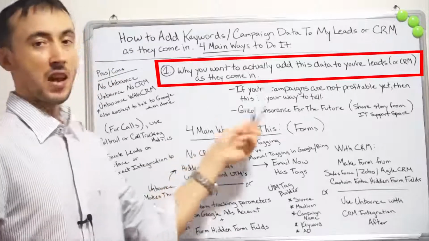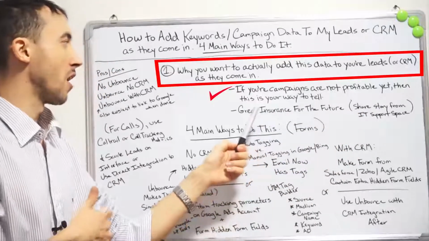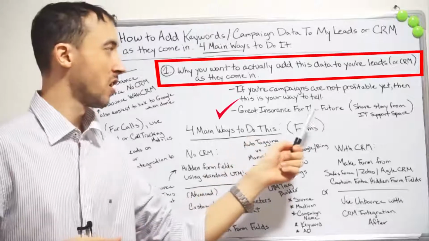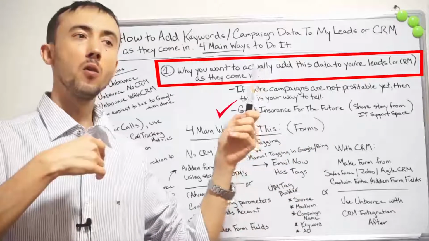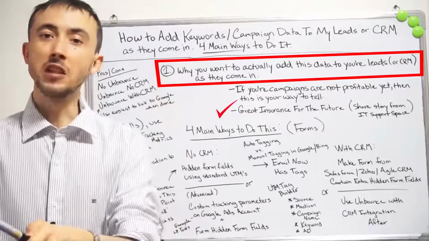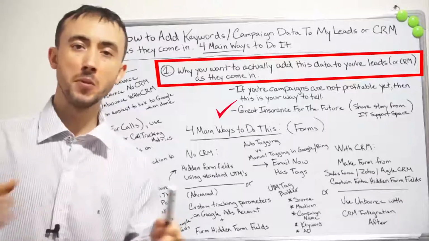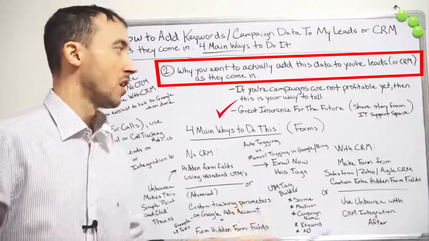So if, like I said, your campaigns are not profitable, this is the way to tell. And it's your insurance for the future. If you start doing PPC today, a year from now you realize it's not profitable by looking at the numbers, you already have the data that's going to be able to dig you out of that hole.